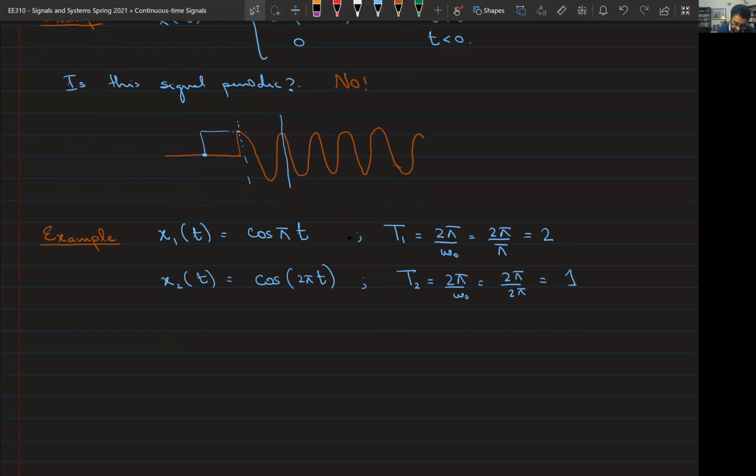Now here's a question. I define another signal x of t, which is equal to the sum of x1 of t plus 2 times x2 of t. Is this signal periodic? If it is not periodic, explain your reasoning. And if it is periodic, determine the fundamental period. So what do you think?